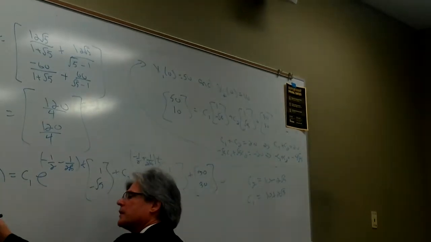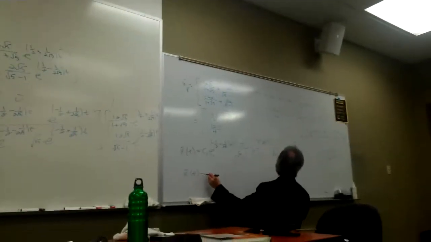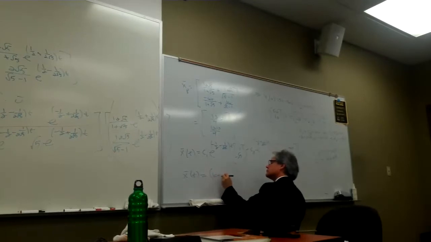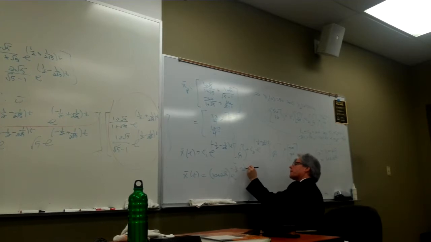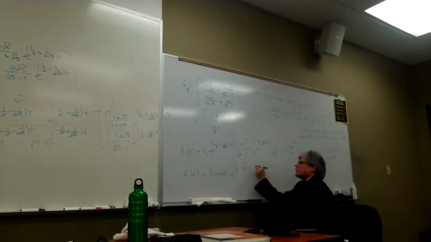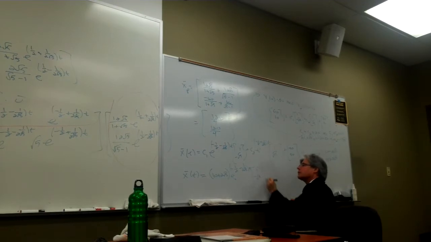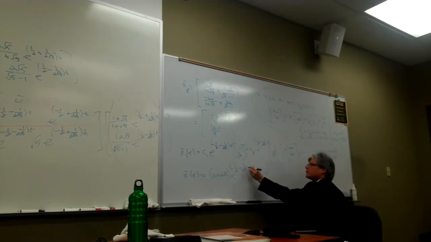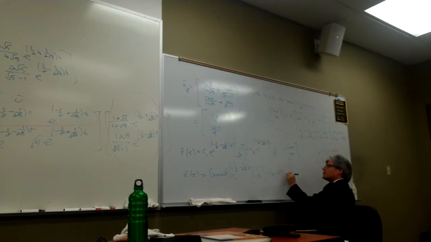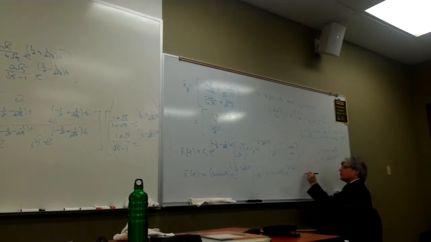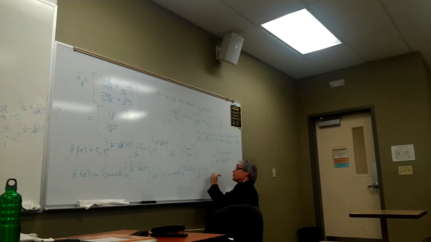Now I see that my x bar of t is equal to my C1 times e to that power, times this column vector, plus my C2, which is simply this constant, times e to this power, times this column vector, plus my 30 column vector.